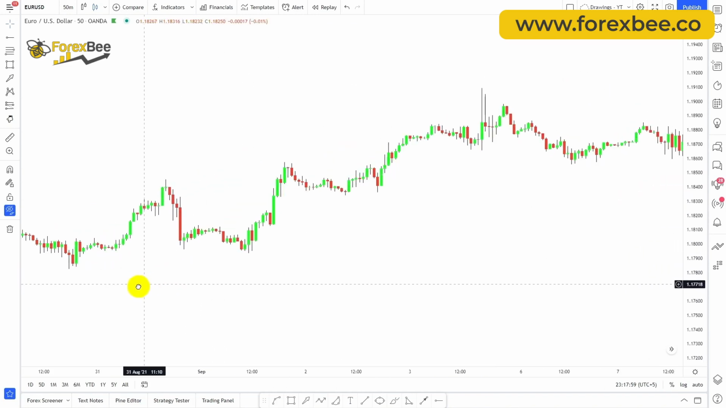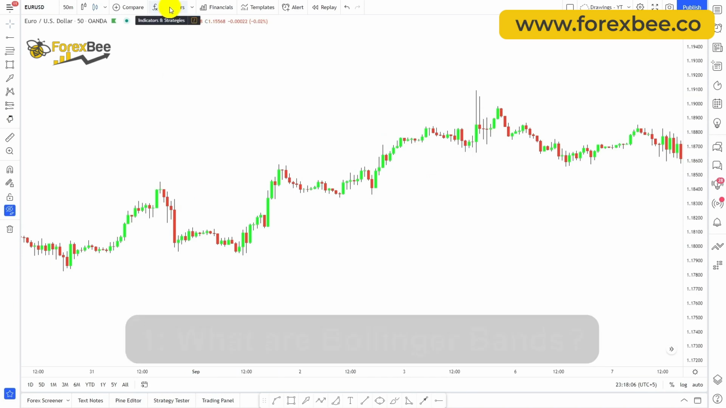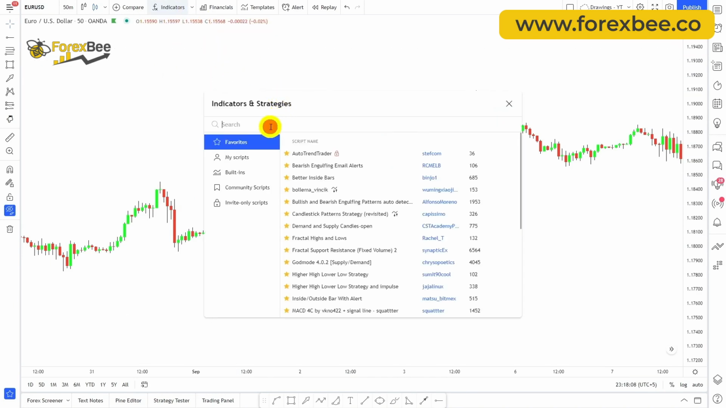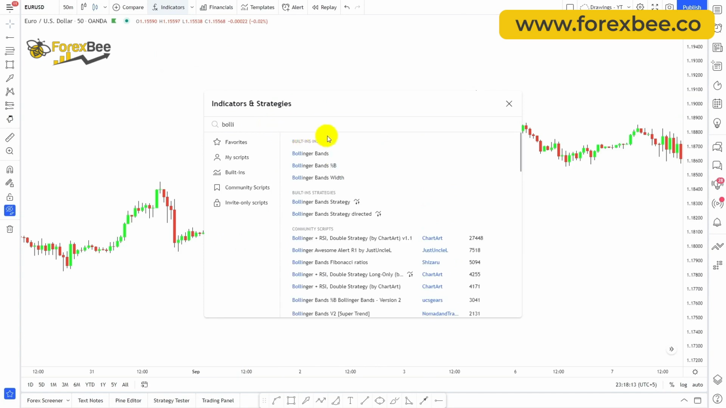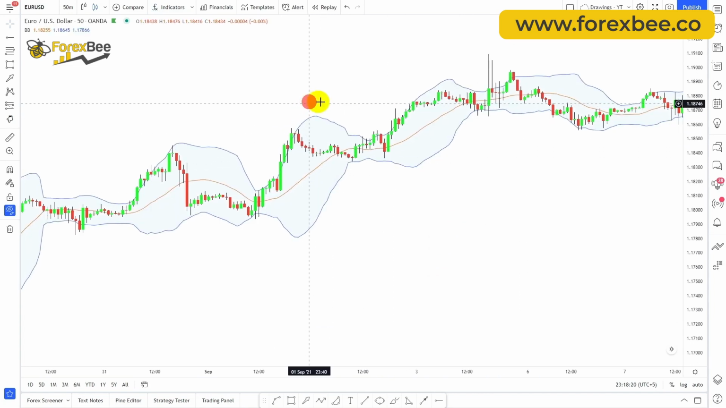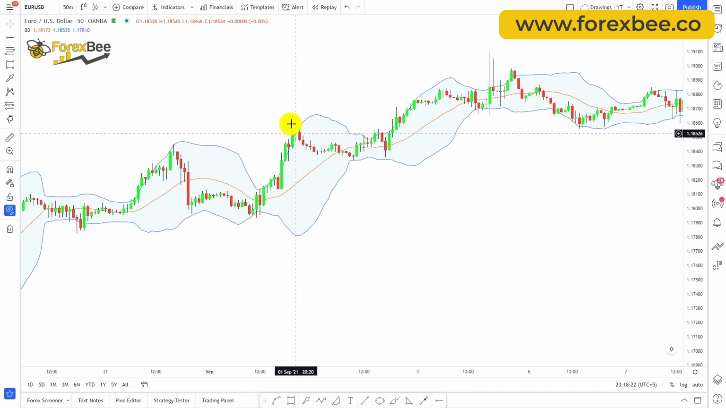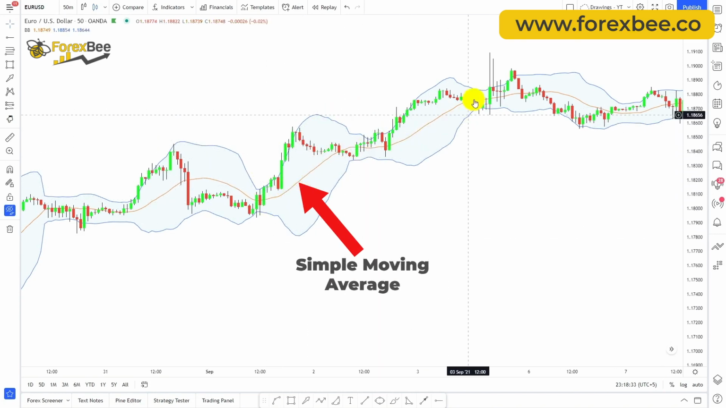First of all, let's go through what Bollinger Bands are. In order to access the Bollinger Band indicator, we need to go to the indicators and type in Bollinger Bands. We can see this is a built-in indicator, and we can just click on it and we're going to see three lines here. After the formation of these three lines, we need to understand how they are forming. The primary line, or the middle one, is basically the source of this indicator. This is a simple moving average line.